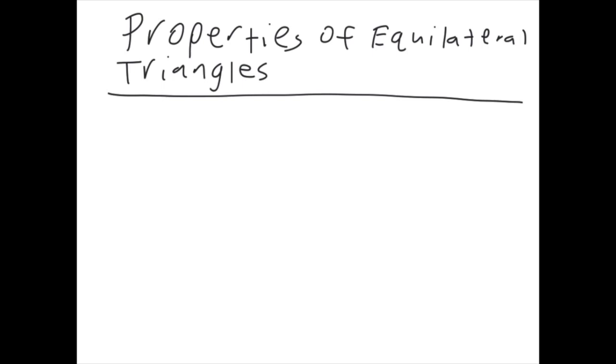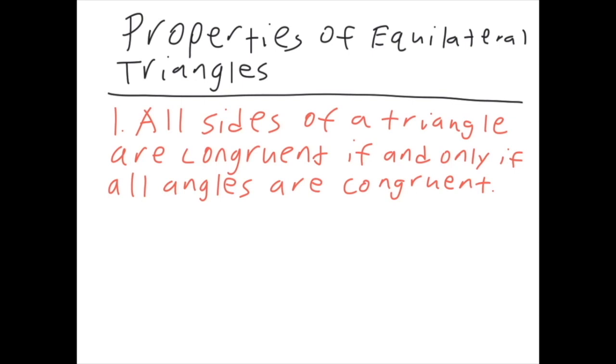Next we're going to talk about properties of equilateral triangles. First property is all sides of a triangle are congruent if and only if all angles are congruent. First thing I want to mention is if you ever see this phrase, if and only if, it means it works both ways. So you can read it as all sides of a triangle are congruent if all angles are congruent. So if all the sides of a triangle are congruent, then that means all the angles of a triangle are congruent. But you can also read it backwards.